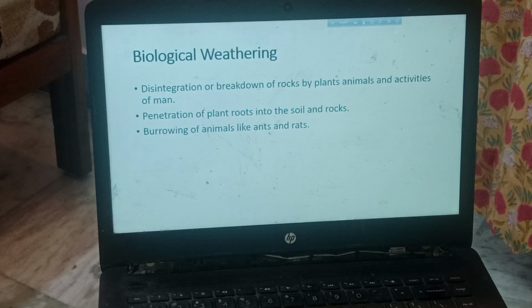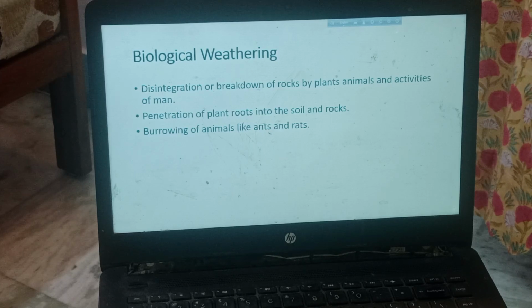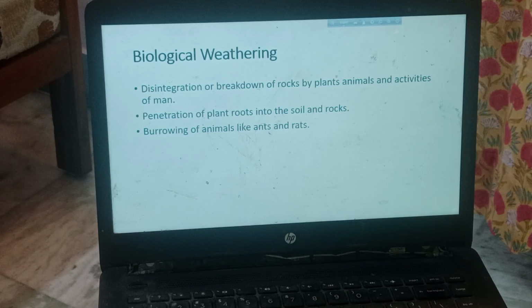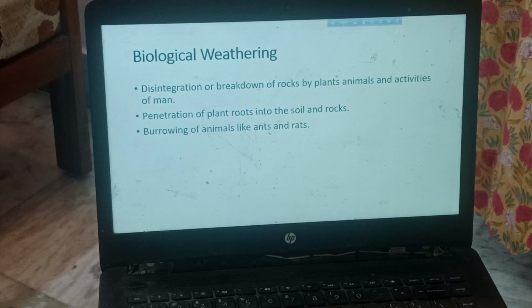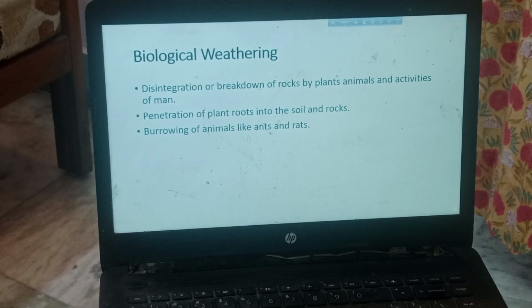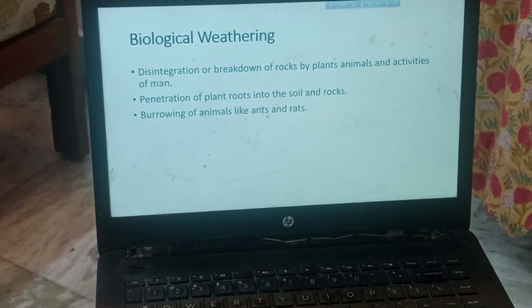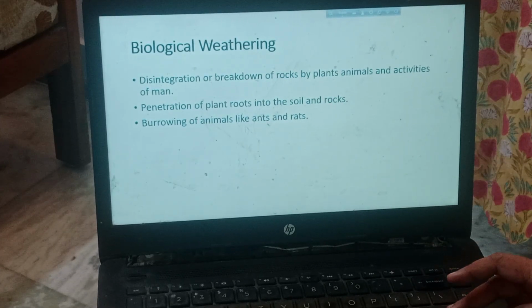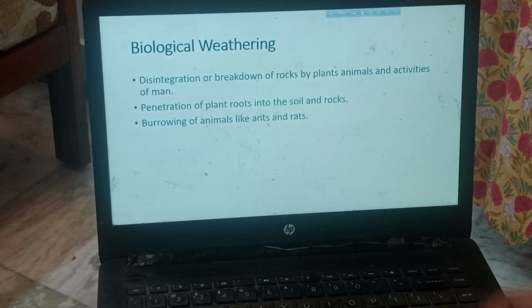Coming to the next type of weathering, biological weathering, where disintegration of rocks takes place with the help of plants, animals, and different activities of man. There can be penetration of plant roots into the soil and the rocks, which makes the rocks disintegrate. And then there can be burrowing of animals like ants, rats, etc., which also helps in disintegration of rocks. So this brings me to the end of the chapter or the topic called weathering.